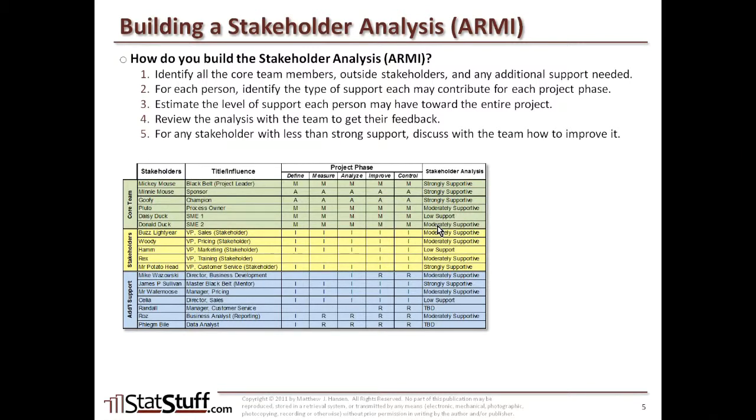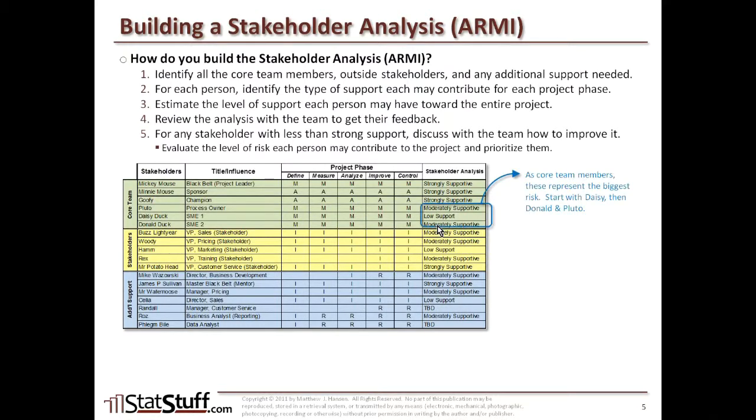And for any stakeholder who has less than strong support, we want to discuss with the team how we can improve their support to some higher level, and try to evaluate the level of risk each person could contribute to the project and how you might prioritize those. For example, if you're looking at the core team members, these represent the biggest risk because they're core team members and they don't have strong support. So these are the folks you probably want to start with since they're a part of the core team.